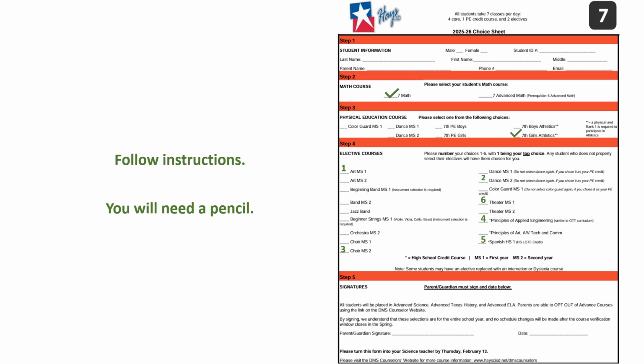So everyone should have a sheet that looks like this in front of you, and you will need a pencil in case you need to make changes later. Please follow along with me. Do not get ahead. That way you can listen and, if you have any questions, hopefully I'll be able to answer those.